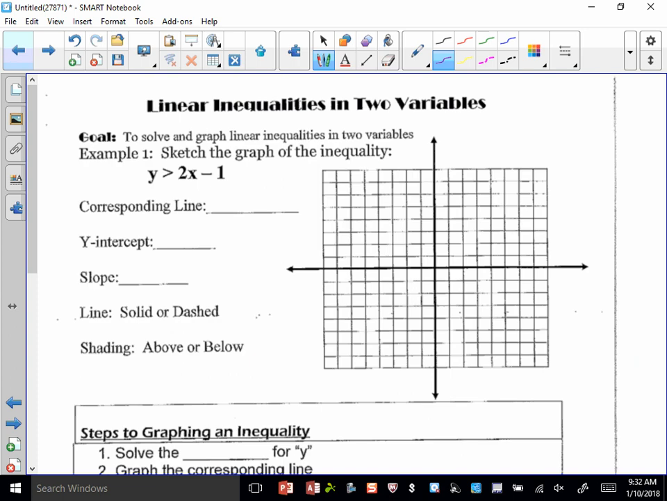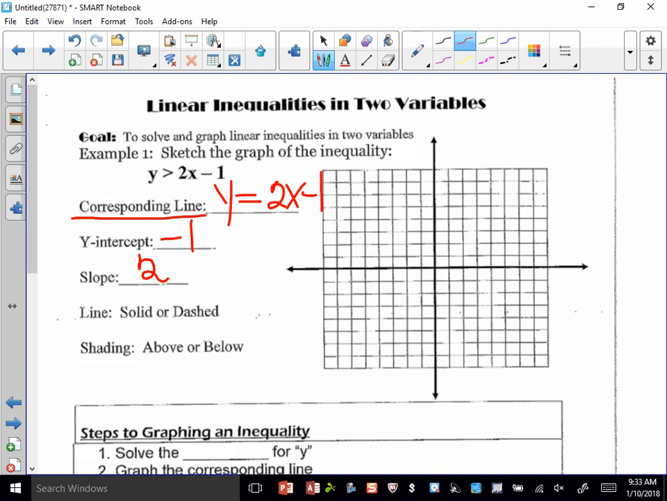All right, so let's go back to page 10. On page 10, you're going to graph it just like we graph in slope-intercept form. You start with your b first. It says, what is the corresponding line? That's just going to be y equals 2x minus 1. Because when we graph equations, guys, we're really graphing it in the equal form and not in the greater form right now. What is the y-intercept? -1. You can get that by looking at the problem. What is the slope? 2.